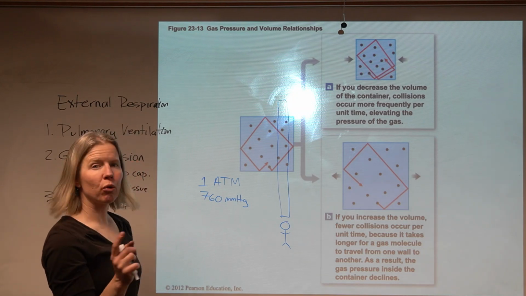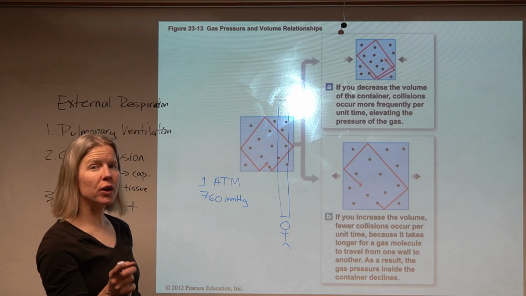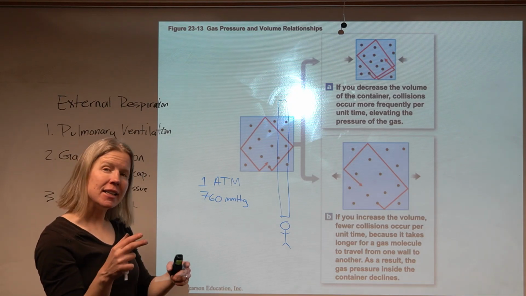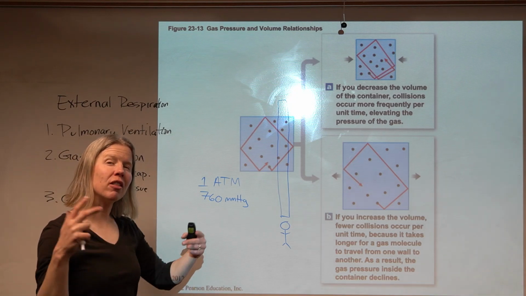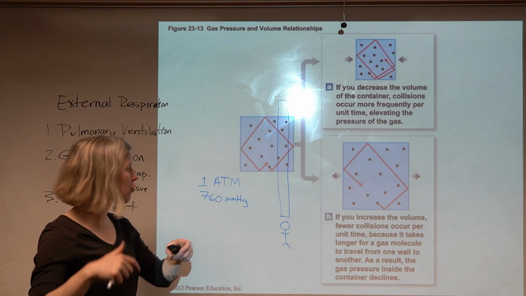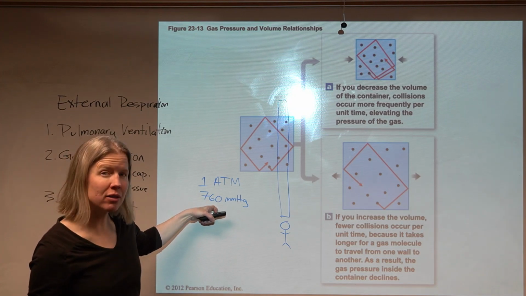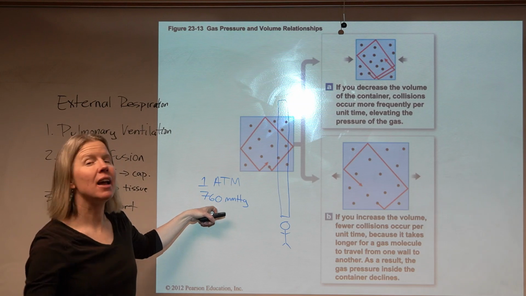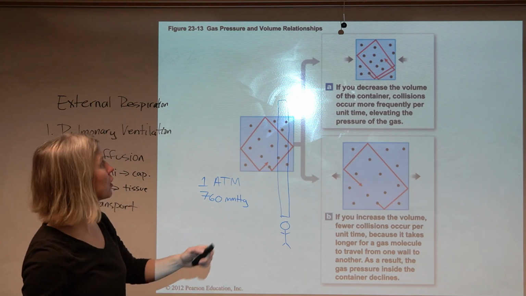Because when you breathe, all you really need to do is increase the volume of the lung enough that the pressure drops just below this, 759, and air will come rushing in. So let's look at this.